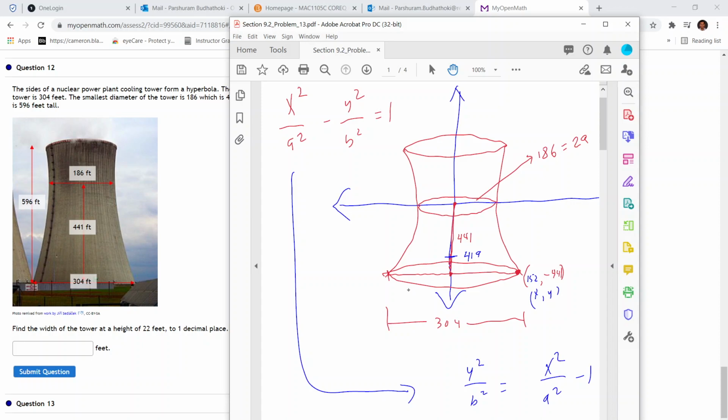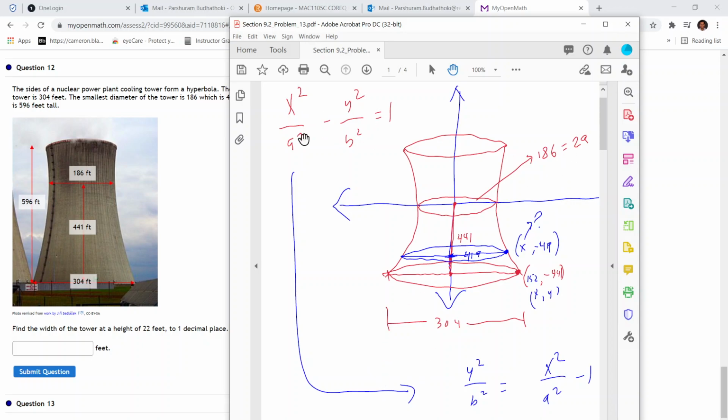So at this point we need to find out the width. Width means we need to find out the distance, this diameter, from here to here. That gives you the width of this hyperbola at 22 feet from the ground and 419 feet from the origin. At this point we know the y value is negative 419. We don't know what x is, so that is what we need to find. After finding the x, just make it double, and that will be the width of this slice of this hyperbola.